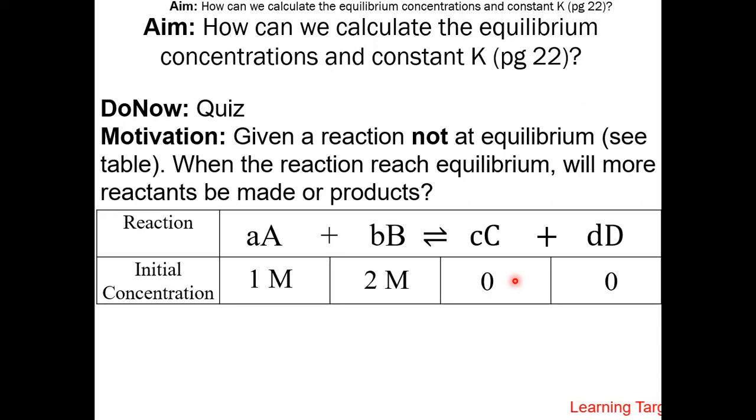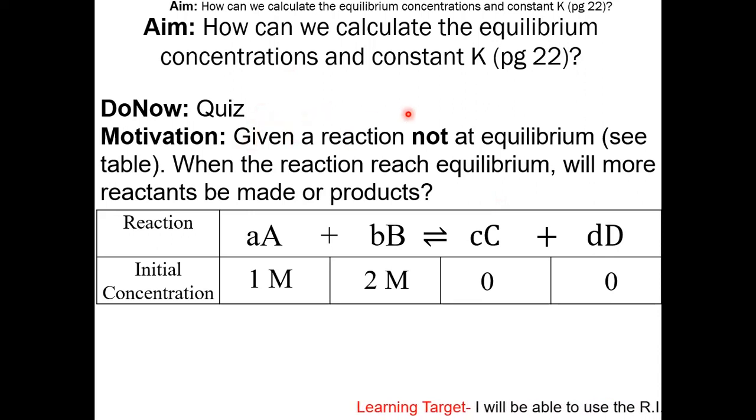This is my fifth video lesson for Unit 12. In this lesson, we'll be calculating the equilibrium concentrations and constant K. Go to page 22 in the class packet. Keep in mind, this topic is not on the chemistry Regents exam.